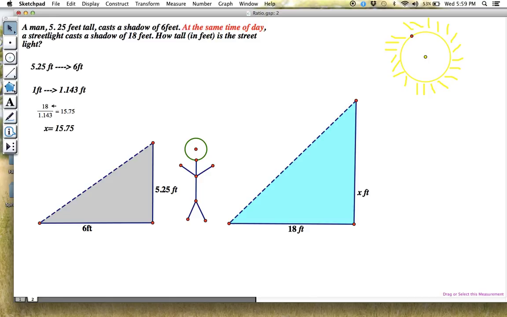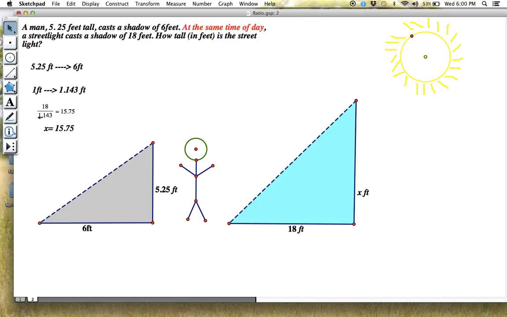So now we take our 18 feet that we know our street light casts in a shadow, and we divide by 1.143. This is asking how many groups of 1.143 feet are in our 18 feet. And that will tell us how many 1 feet, or how tall our street lamp is. If we kind of saw a bunch of little tick marks that were each length 1.143, each one of those tick marks would correspond with another tick mark on this side, indicating a 1 foot increase in height.